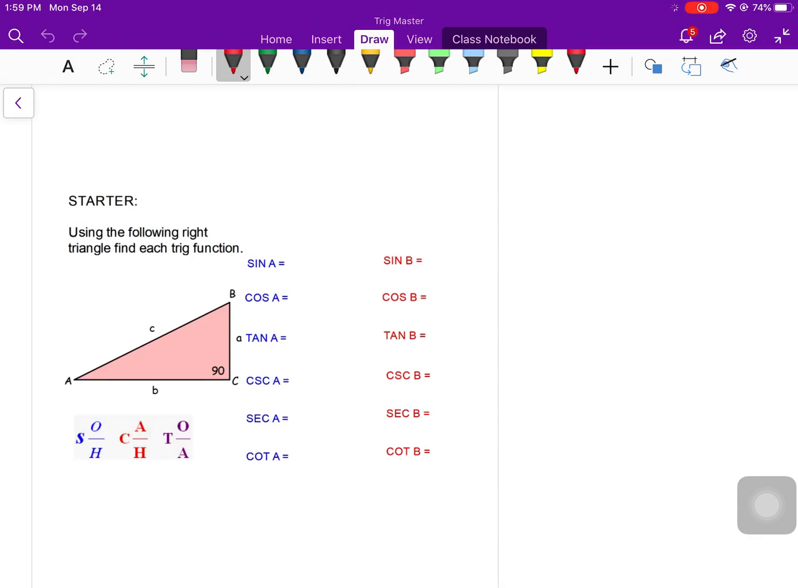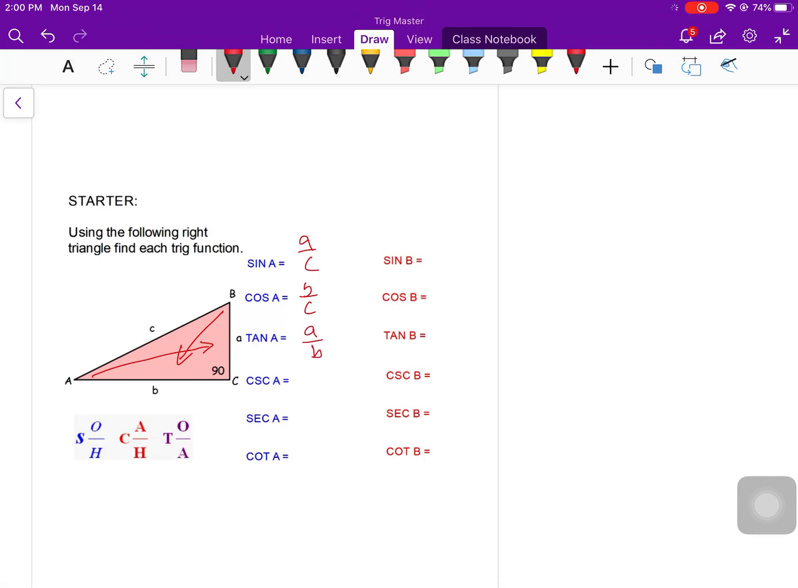Welcome to Chapter 2. For this starter, I want you to pause the video and fill in all of these trig functions for this triangle, and then you can unpause it and make sure that you got it right. So always remember, little a is a side length across from big A, and so on. So sine of A is going to be a over c, cosine of A is b over c, tangent of A is a over b.